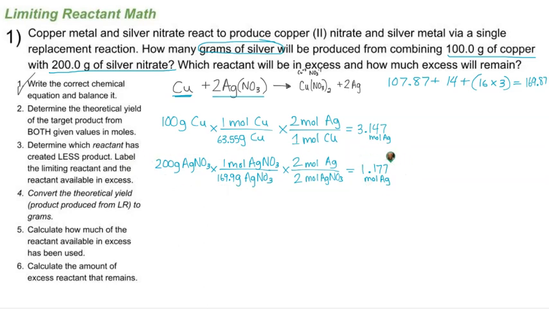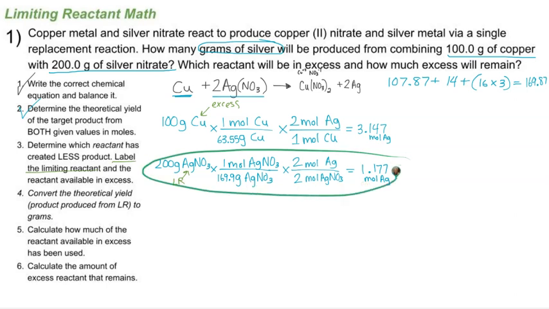So I'm going to go ahead and label both those things. So step 2 we kind of did. We determined the theoretical yield of the target product from both givens, and we're going to label the limiting reactant and the reactant available in excess. So the AgNO3 is my limiting reactant in this problem, and then the reactant available in excess would be the copper. There's going to be excess copper left over because we won't be able to use up all that copper because we run out of the silver nitrate.